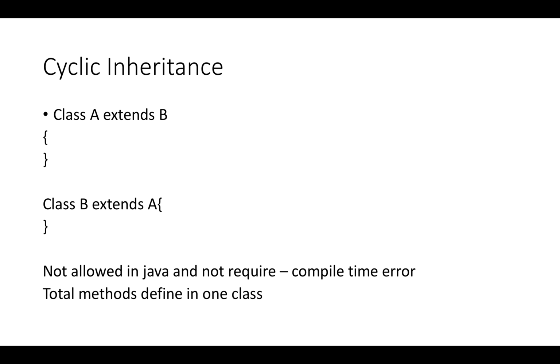It is not allowed in Java, and if you write it, then we get a compile time error. Instead of that, we can make one parent class and define the class A and class B information there, but cyclic inheritance is not allowed.